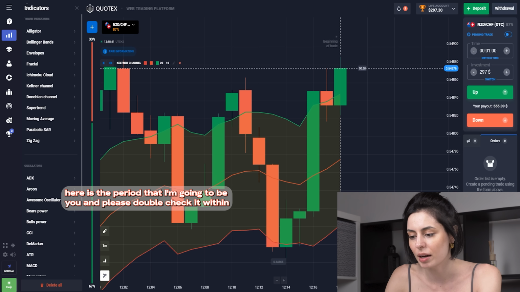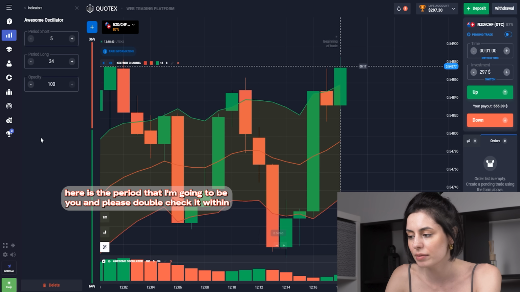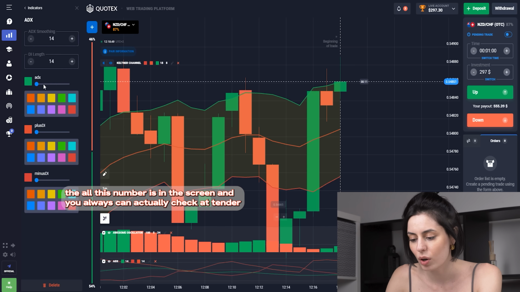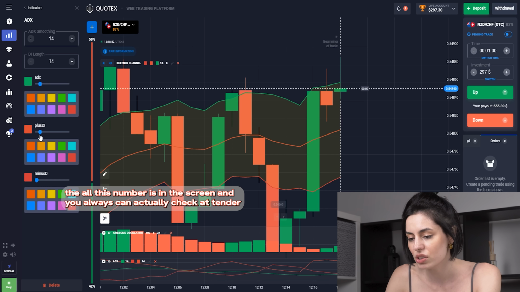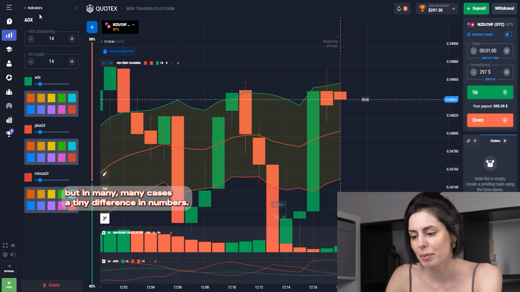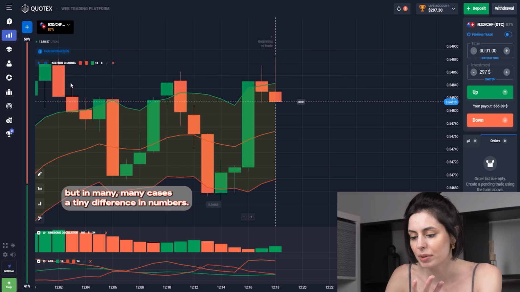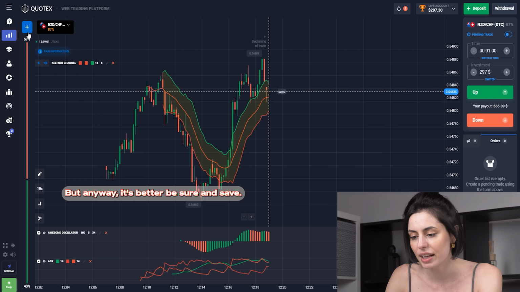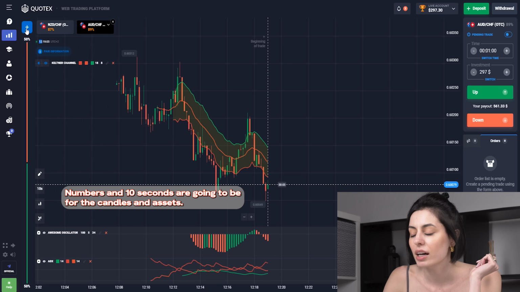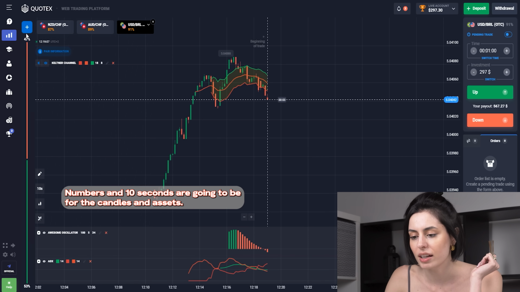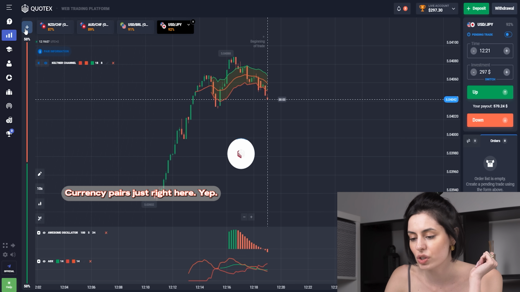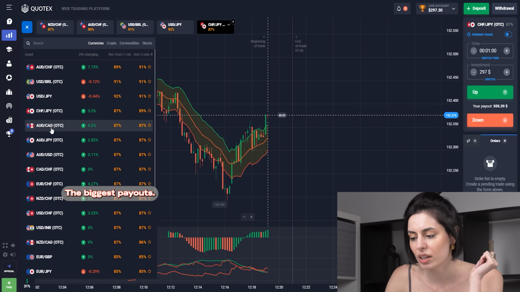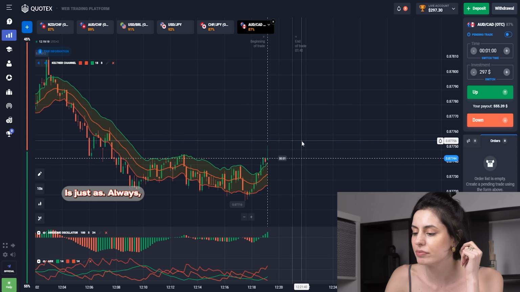channel. Here is the period that I'm going to be using. Please double check it with all these numbers on the screen. And you can always check it, change it. But in many cases, a tiny difference in numbers doesn't matter that much. But anyway, it's better to be sure and safe if you're just copying those numbers. And 10 seconds is going to be for the candles, and assets, currency pairs, just right here, yep, with the biggest payouts, just as always.